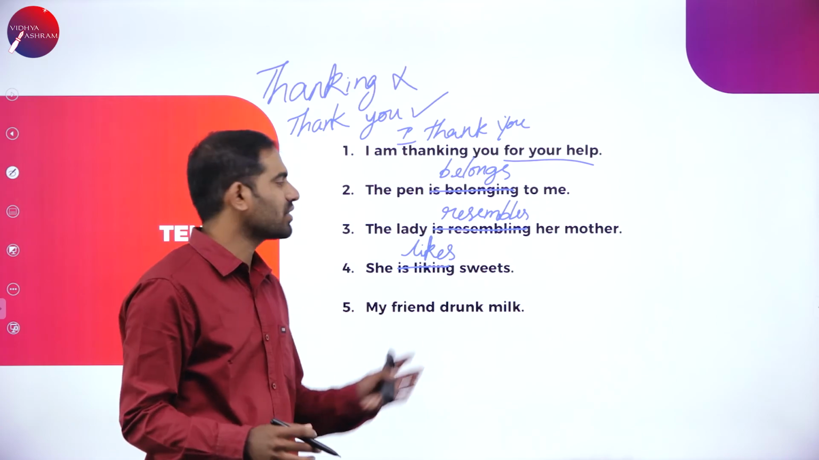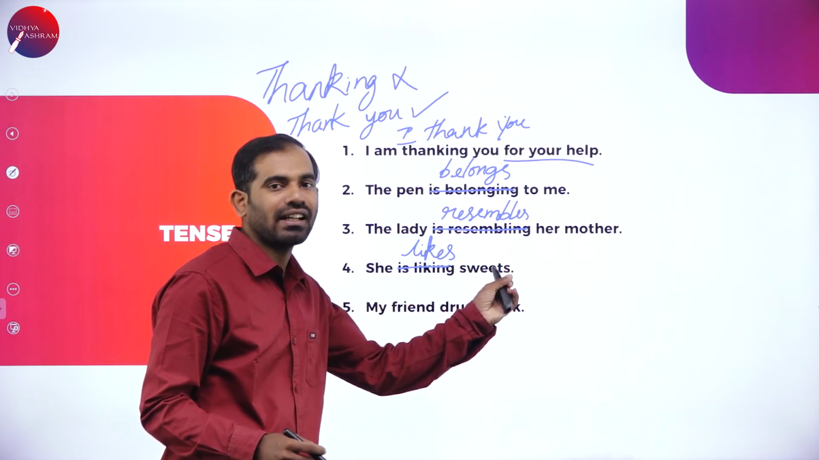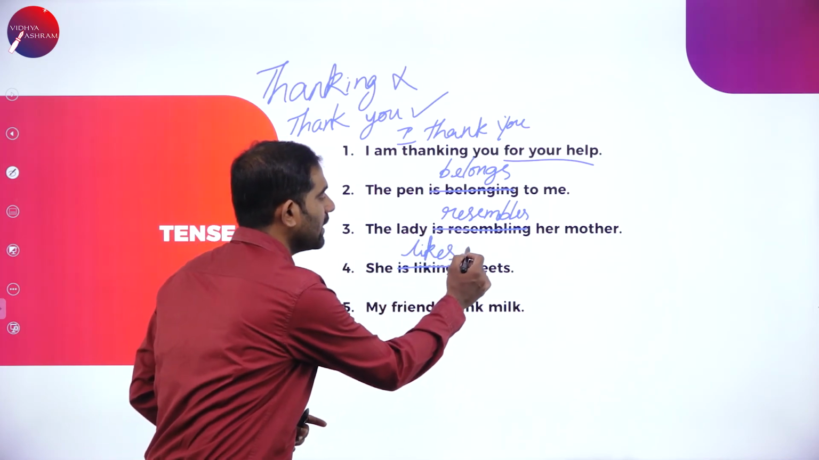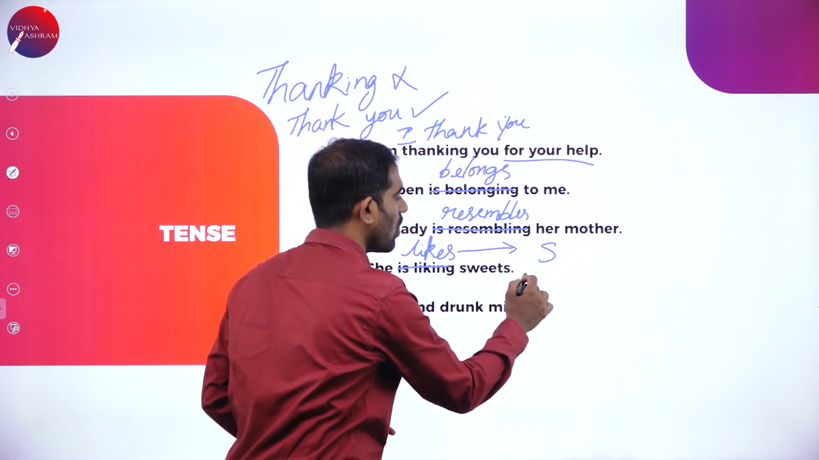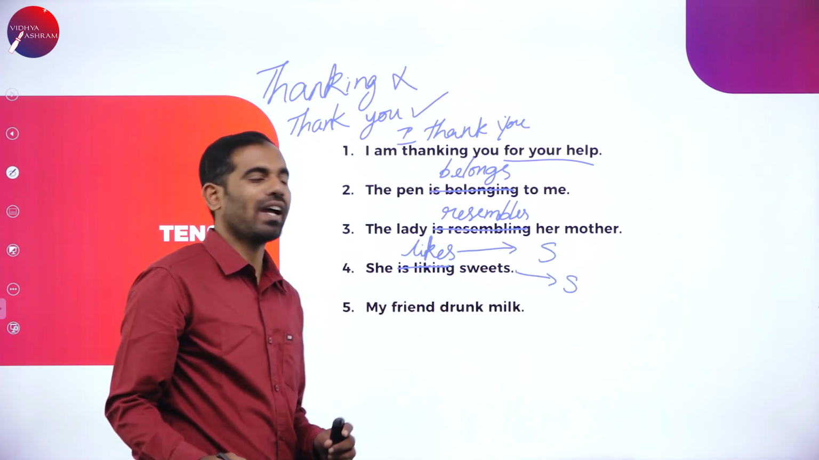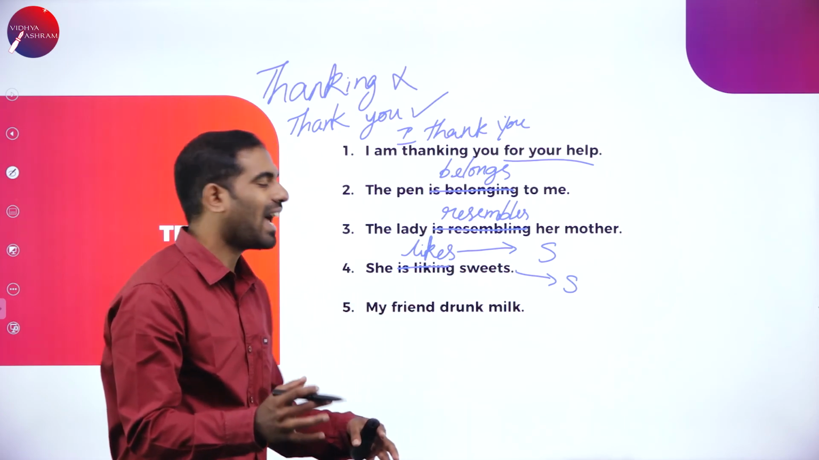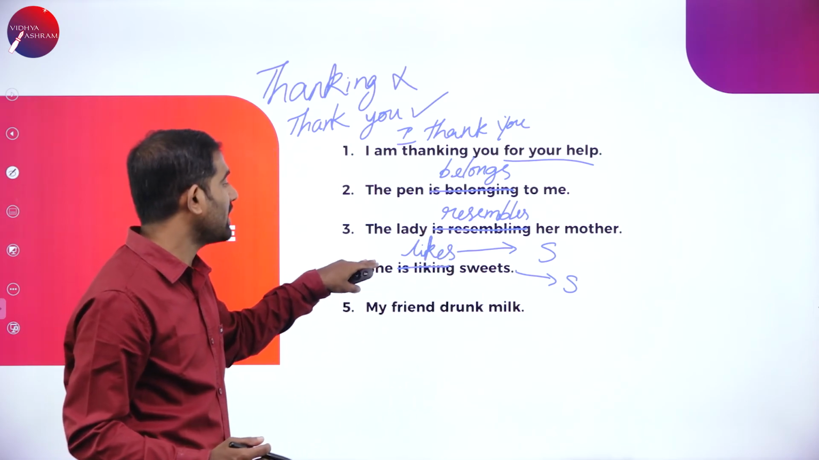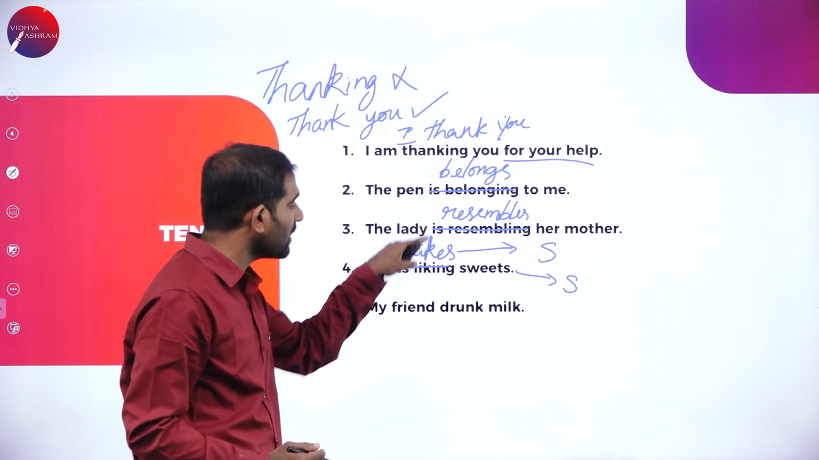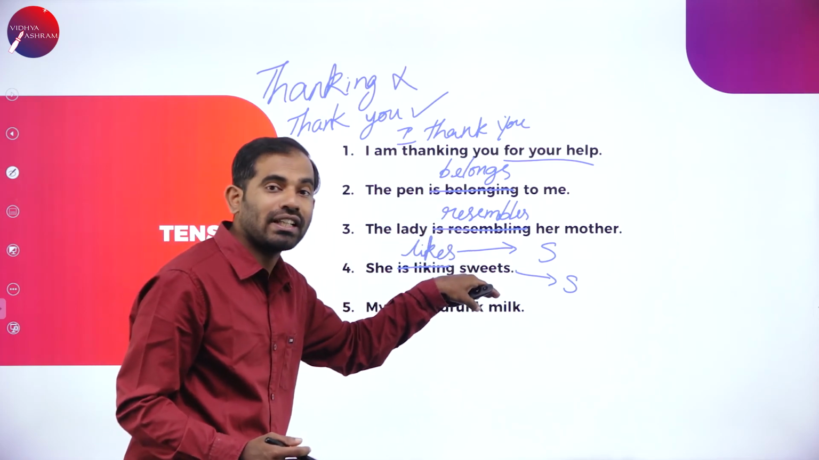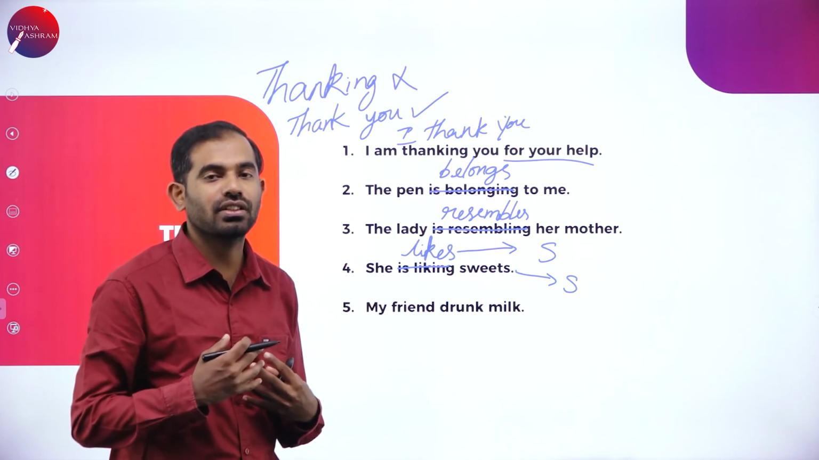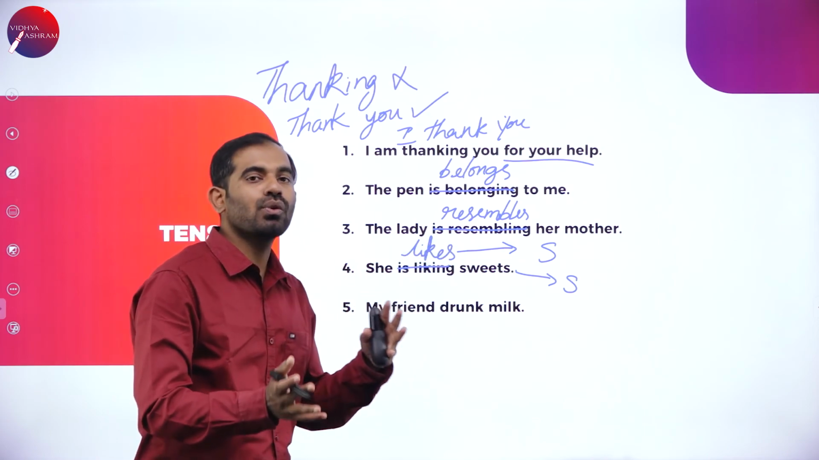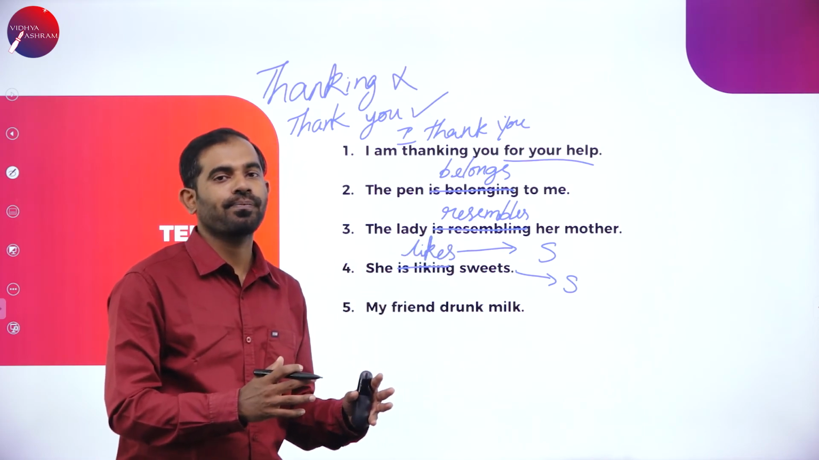Few students have a doubt. Sir, even S is added here, is it correct? Yes, she likes sweets. Here, this S has got nothing to do with this S. Why? Because sweets is plural. But that doesn't mean like should be used. No, it depends on the subject. They like sweets. She likes sweets. He likes sweets. I like sweets. It is not I likes. I like sweets. So you should know when to use S and when not to use it.